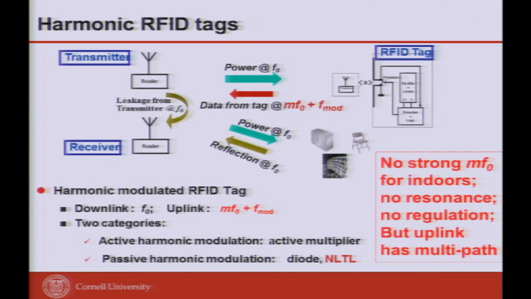Okay, another way of doing it is something called harmonic RFID. You shower the tag with the F0. You collect power or whatever from that, but there's a nonlinear element in the tag that reflects the second or third harmonics. Because the third harmonic is far away from the fundamental, the filtering becomes much easier.